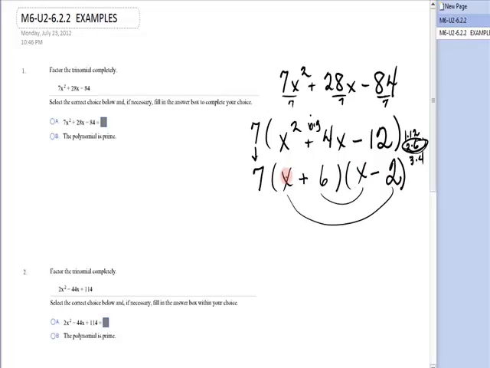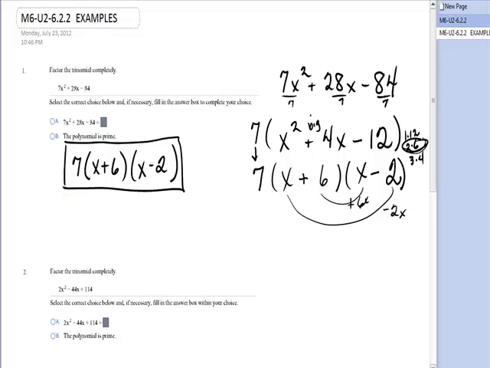Let's check it. x times x is x squared. Outer product is negative 2x. Inner product is positive 6x. That gives me positive 4x. Positive 6 times negative 2 is negative 12. To finish the check, you would then distribute the 7. 7 times x squared is 7x squared. 7 times 4x is 28x. 7 times negative 12 is negative 84. To get this correct, you will need 7 times x plus 6 times x minus 2. You need all of those factors.